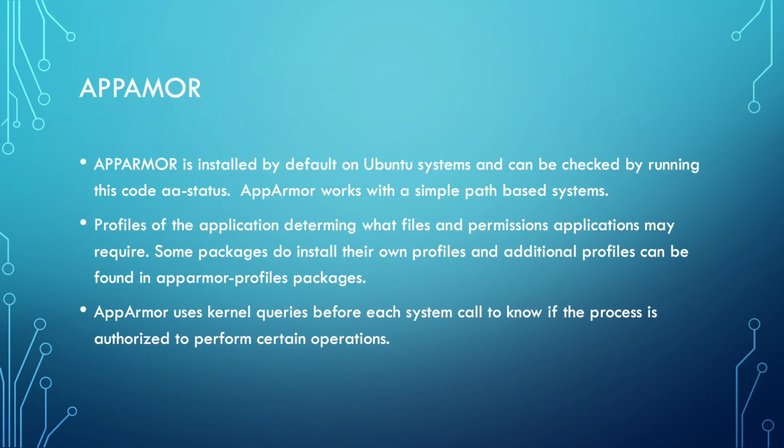AppArmor is installed by default on Ubuntu systems and can be checked by running this code, aa-status in lowercase. AppArmor works with a simple path-based system. Now, profiles of the application determine what files and permissions may be required or used. Some packages do install their own profiles, and additional profiles can be found in AppArmor profiles packages. That's once you go through the installation or just view the installation of AppArmor. Now, the kernel is queried before each system call, and it allows you to know the process is authorized to perform certain operations.